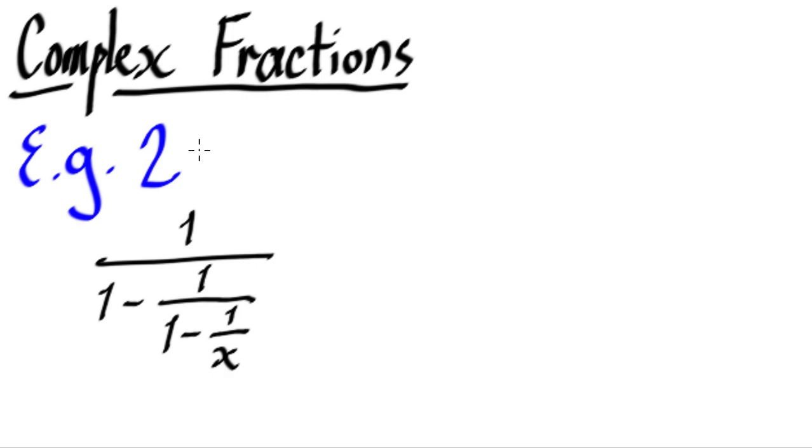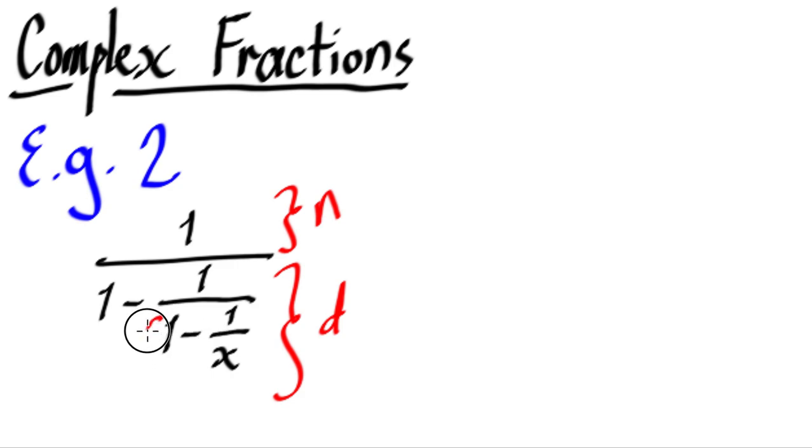So we have here a big and kind of complex fraction, as our title suggests: 1 all over 1 minus 1 over 1 minus 1 over x. So what is this? For us not to get confused, this is the overall numerator, let's call this n. This is our overall denominator, let's call this d.